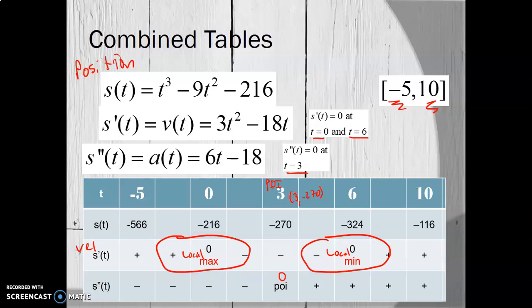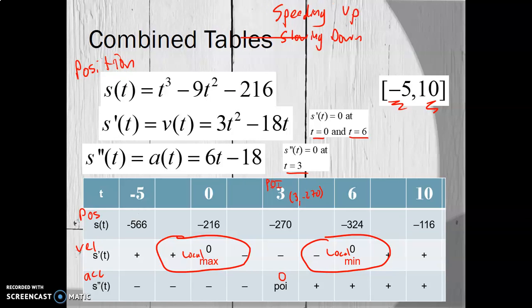And this is the local max or local min of position. So when the velocity is 0, that tells you where you have a local max on position or a local min on position, depending on what the velocity did. And again, the second derivative shows you acceleration.